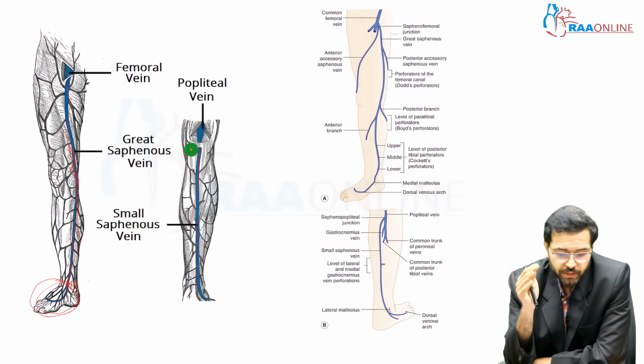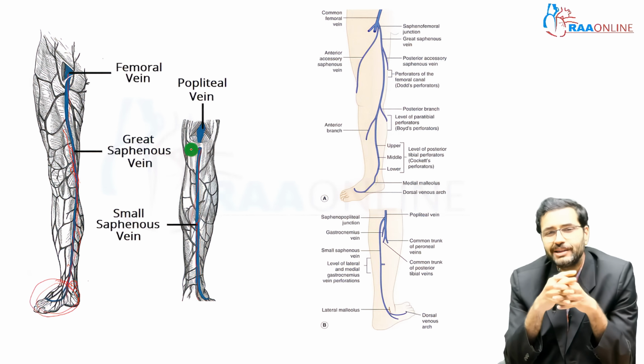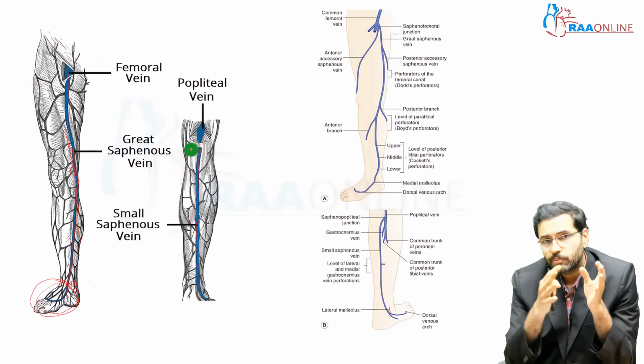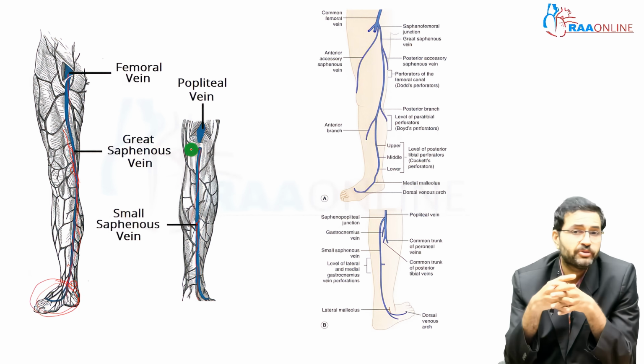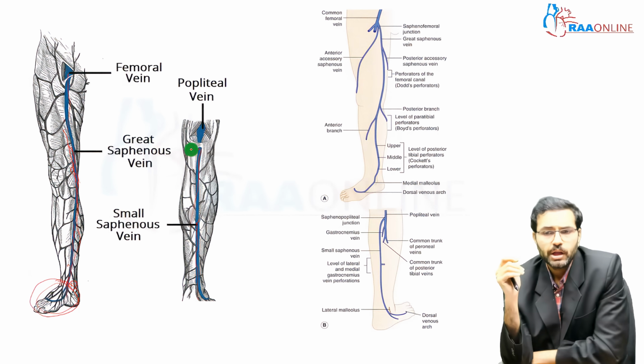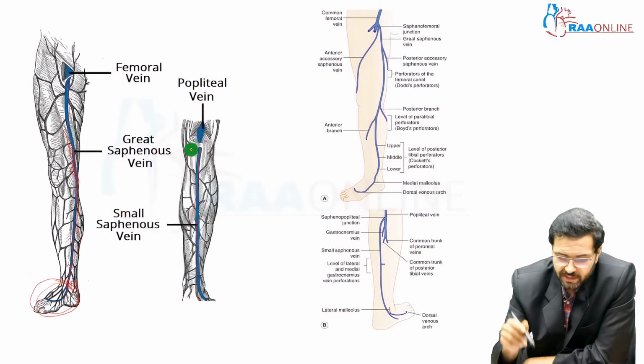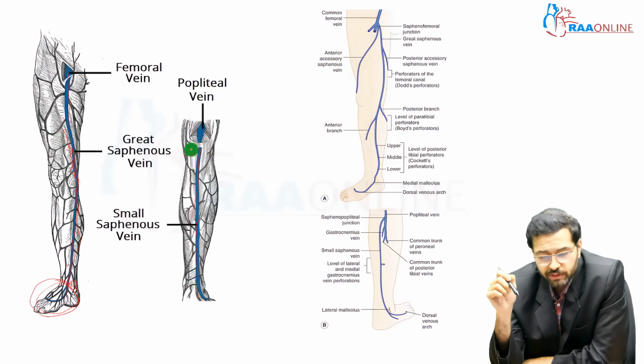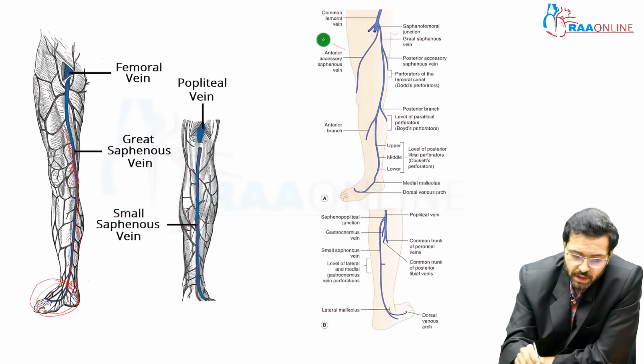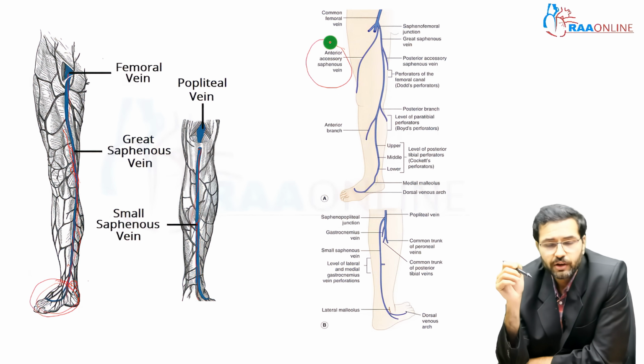Okay. So these are the basic points regarding the course of the two most important superficial veins of the lower limb. Now these veins have their own branches. So you have the great saphenous vein which has the following branches. You cannot call it a branch, you can call it a distributary.